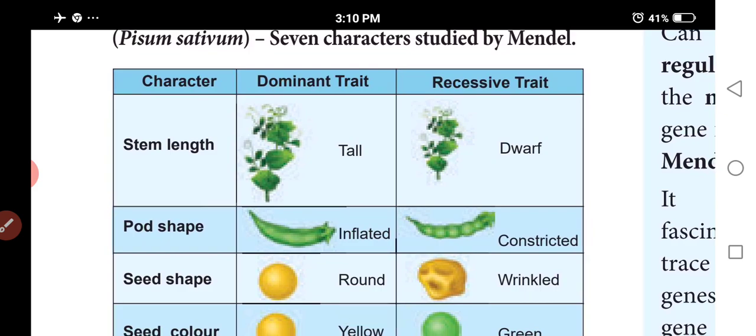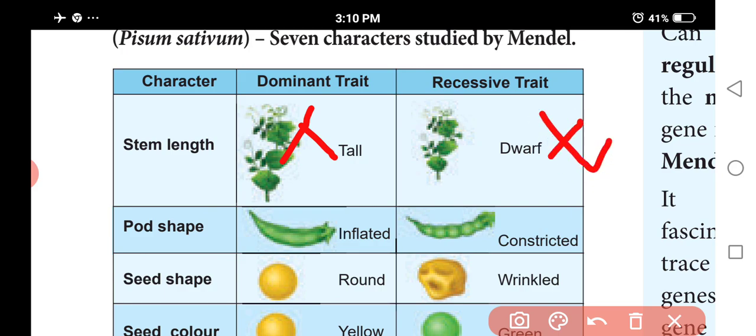First character is stem length. The dominant trait is tall and the recessive trait is dwarf. The dominant trait we denote with capital letter T, and the recessive trait with small t. Next one is pod shape, inflated and constricted. Next one is the seed shape, round.